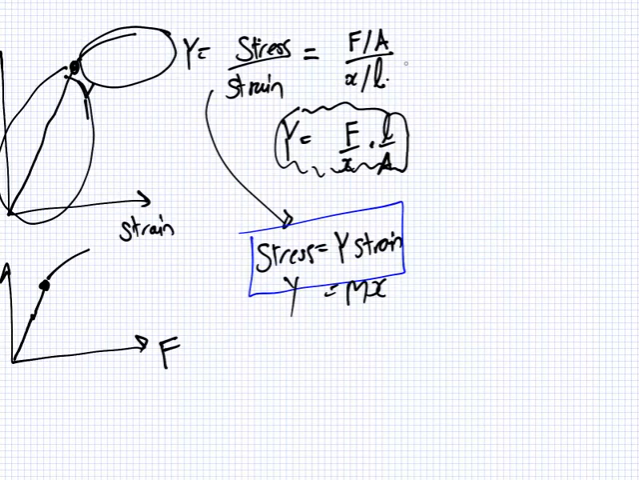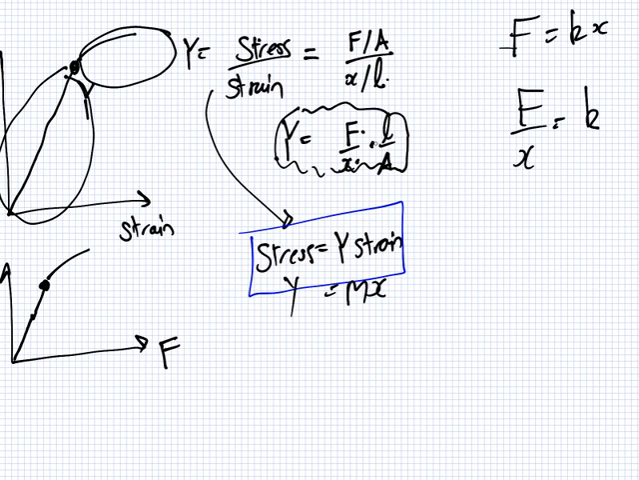Do you remember the formula for Hooke's law? It was kx. So what's f over x equal to? Okay. And Young's modulus is also f over x, but it's multiplied by L over A. My point is that k and Young's modulus are very similar things. So if the k is really big for the material, do you think Young's modulus will be really big or really small? What do you think?